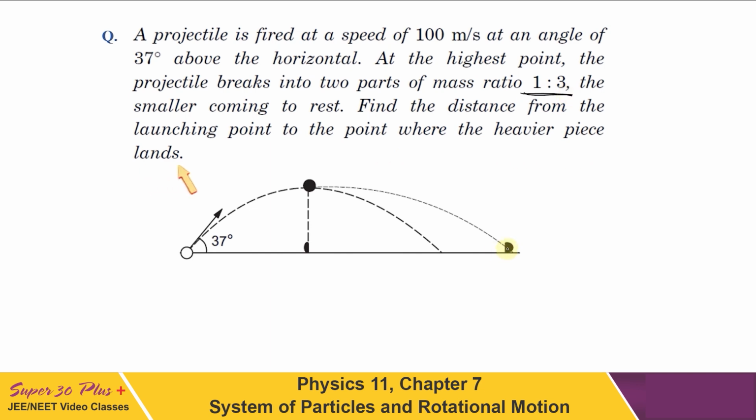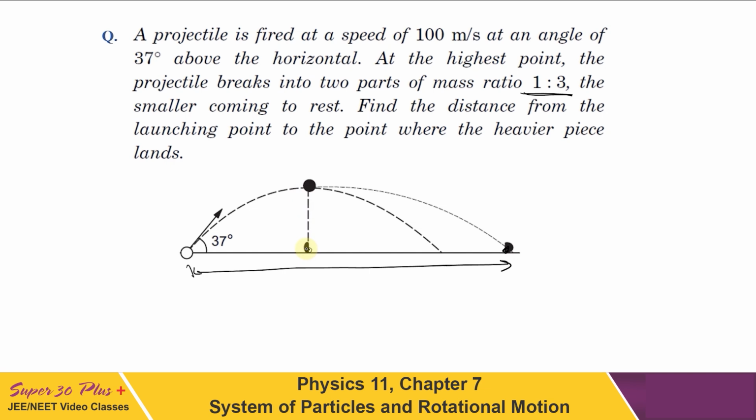As you can see here, this is the point where the heavier piece has landed. So we have to find this distance from here, and since the lighter mass has come to rest, it simply falls freely and comes vertically to this point. Now let us solve this question.